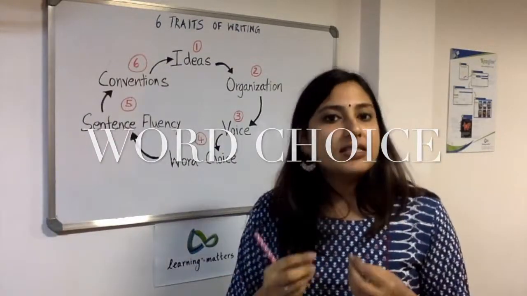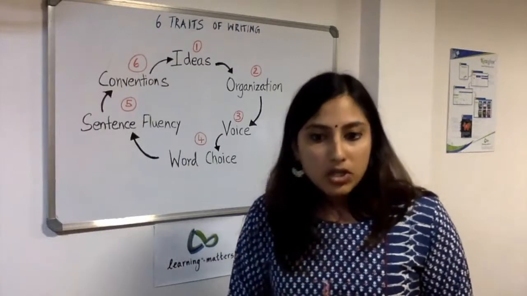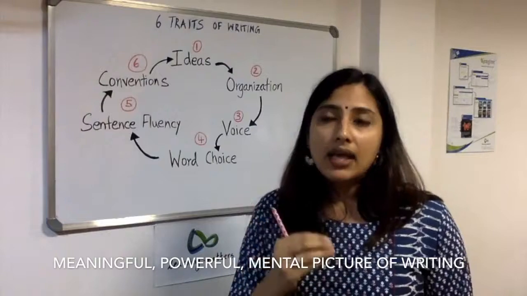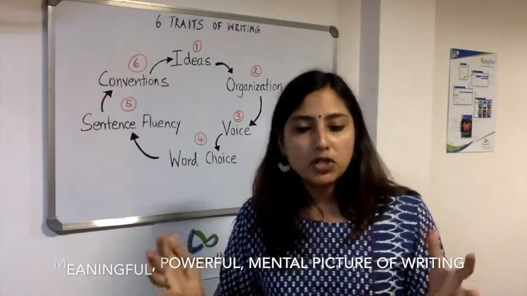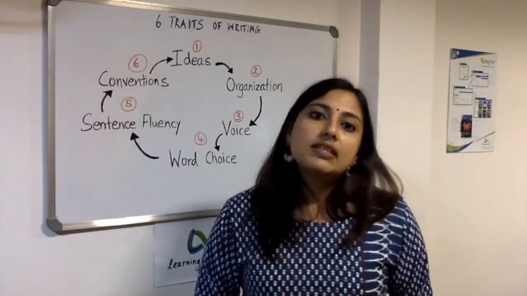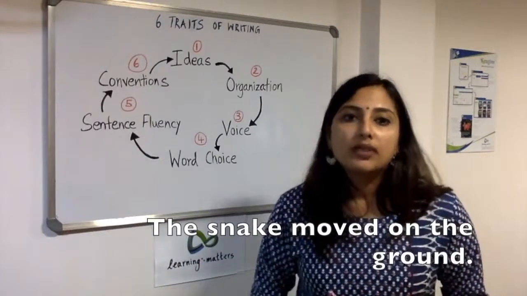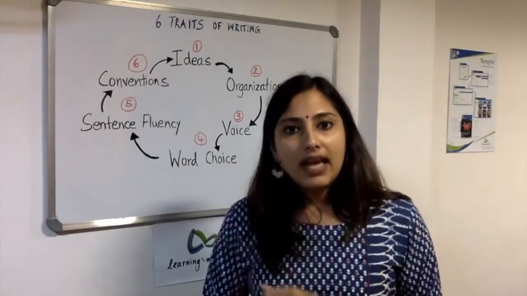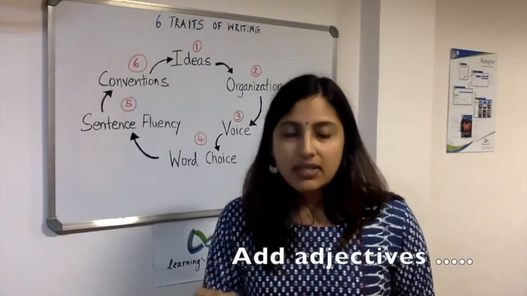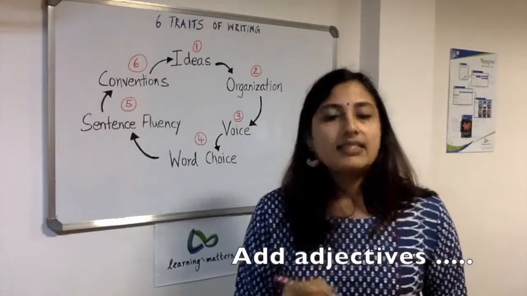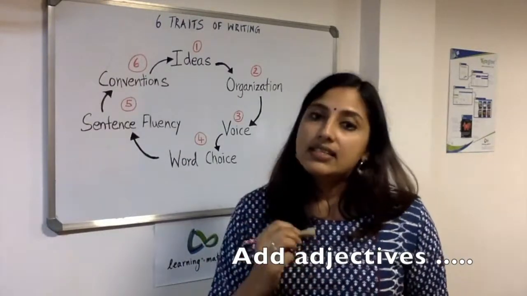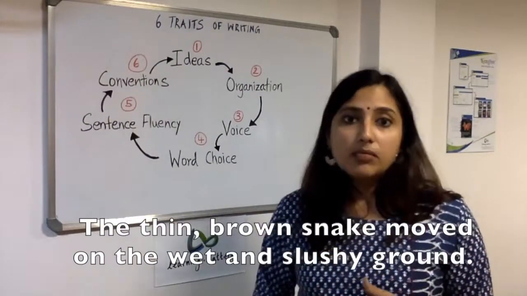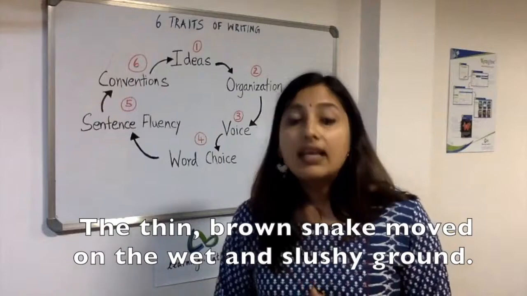Words, as you know, are the very spice of writing. So word choices should be meaningful, words should be very powerful, and they should help paint a very beautiful mental picture of the writing. For example, consider this sentence. The snake moved on the ground. It's a perfectly fine sentence, but it's a little dull and boring. Now if I add descriptive words or adjectives that describe the nouns in the sentence, see how it changes. Instead of saying, the snake moved on the ground, I'm going to say, the thin brown snake moved on the wet, slushy ground.